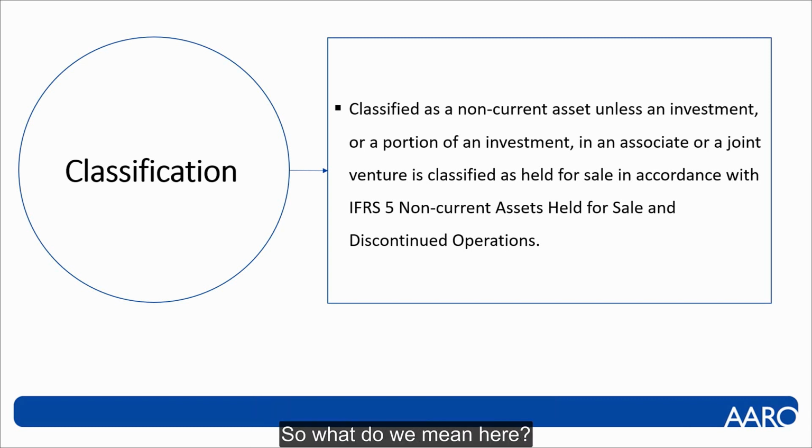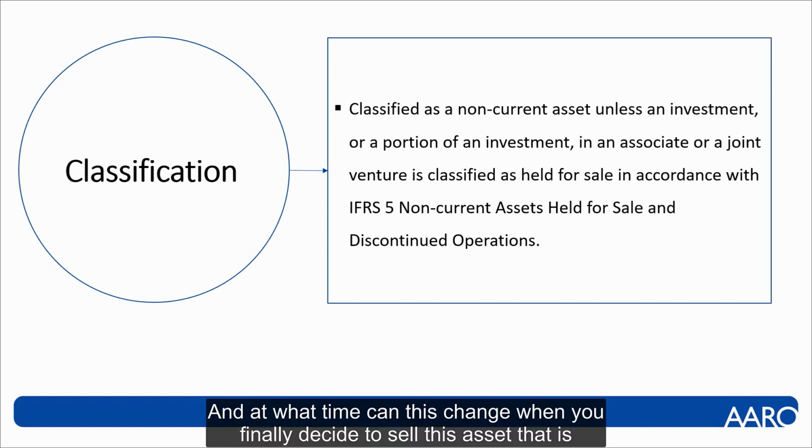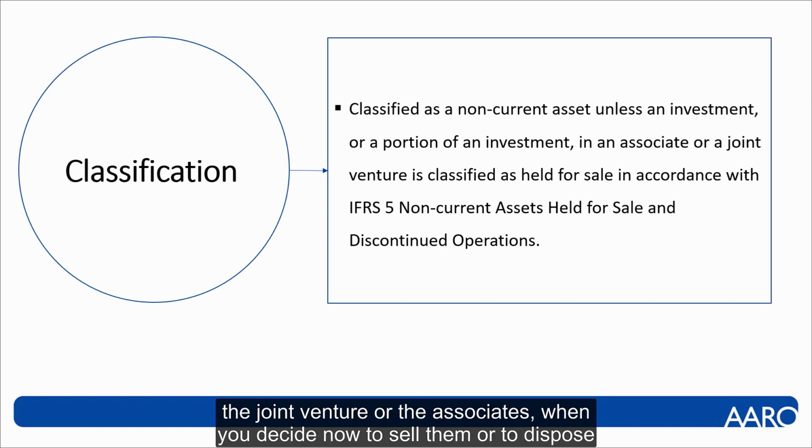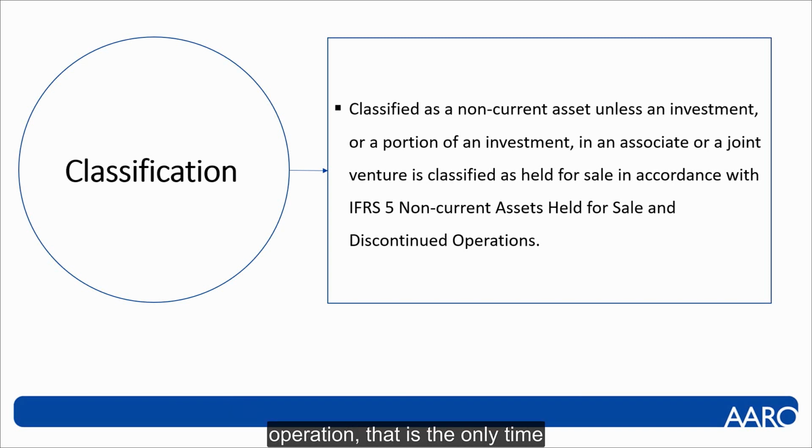So what do we mean here? Ideally, you are supposed to classify joint ventures and associates under non-current assets in your statement of financial position. And at what time can this change? When you finally decide to sell this asset, that is the joint venture or the associates, when you decide now to sell them or to dispose of them based on IFRS 5, non-current assets held for sale and discontinued operations, that is the only time then you change the classification of that investment.